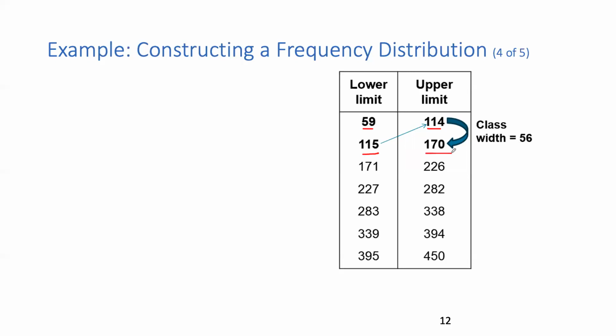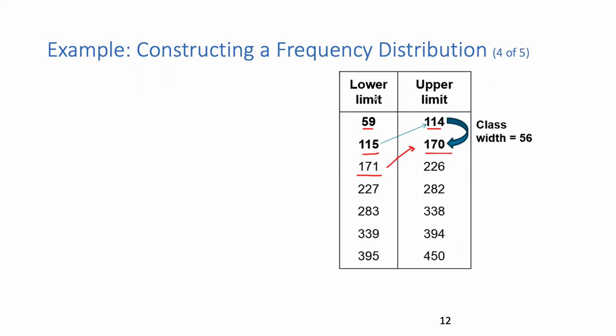Where do I get this 170 from? If the third class is starting at 171, then the second class needs to end just before the third class begins. So it's going to end at 170. Okay. All right. So this is how I can construct a series of classes, right? The first class is going to be 59 to 114. The second class is 115 to 170. The third class is 171 to 226, and so on and so forth.